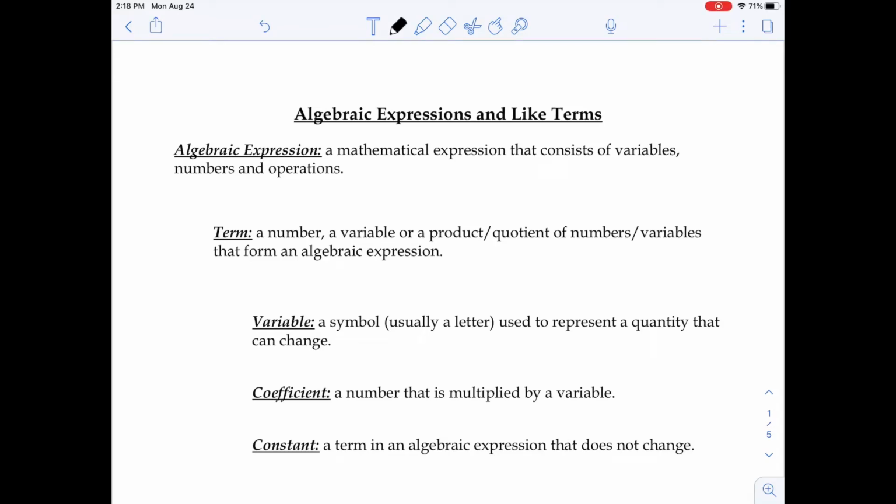Hi guys, we're going to talk about algebraic expressions and like terms. We really need to talk about this in order to be able to add and subtract polynomials, which is where we're going to go next. So talking about an algebraic expression, right here we have the definition.